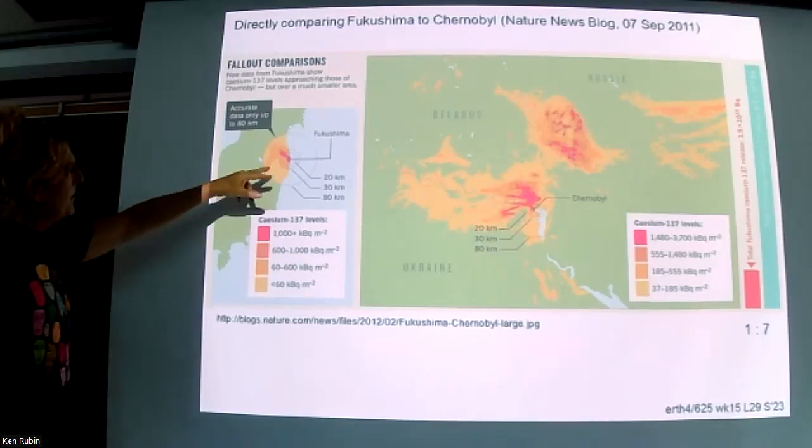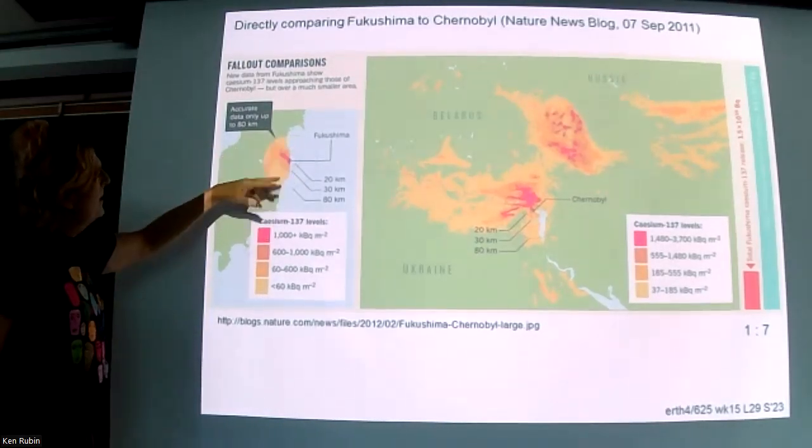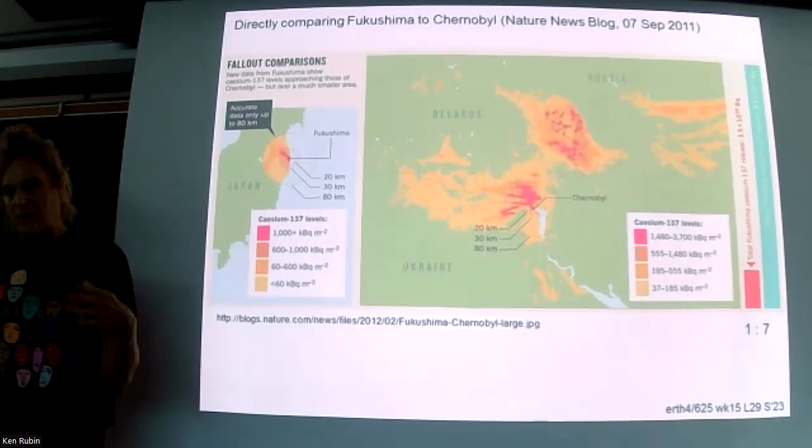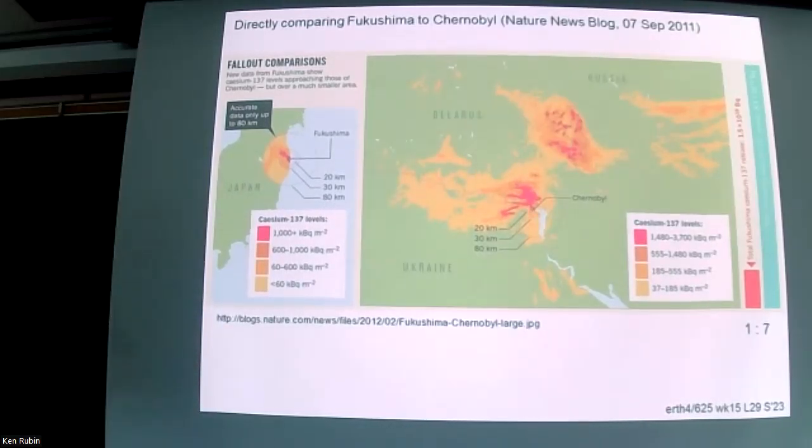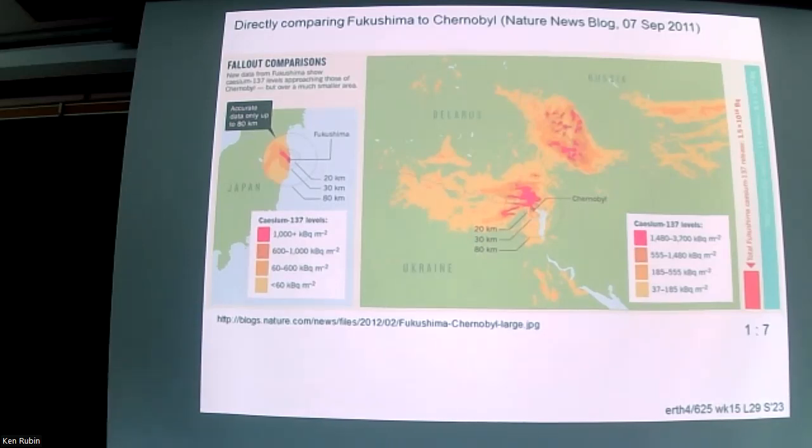This is the equivalent fallout map for Fukushima. But again, a significant part of it is over the ocean where there's no way to really track the cesium-137. There were boats out there pretty much right away, soon thereafter, but it's not the same. It just disperses into the ocean and so forth.